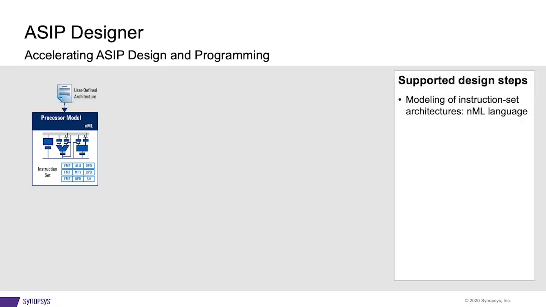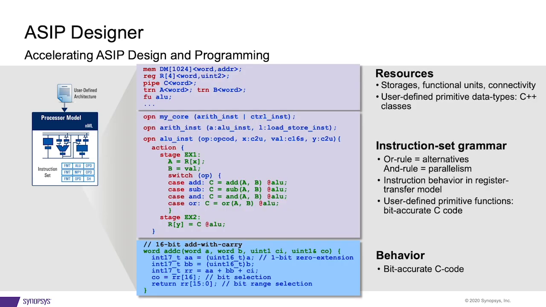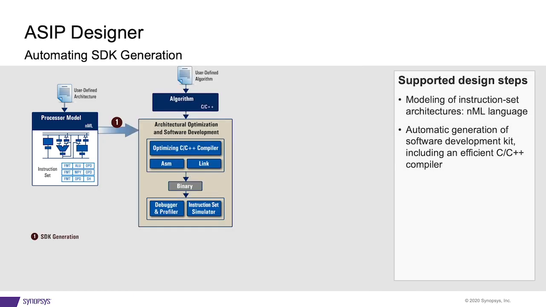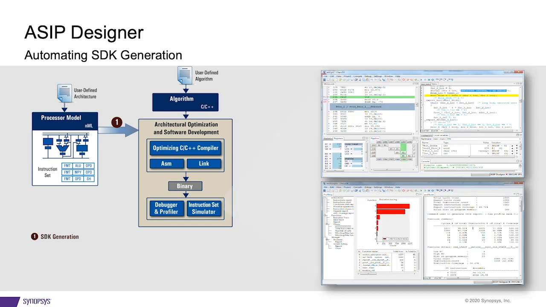So let me briefly explain the tool flow. It all starts with describing the processor in NML, a register transfer language tuned for the specification of processors. It allows to define the resources, the instruction set, and the behavior of your data paths and interfaces. From this processor description, ASIP Designer will automatically generate a fully featured software development kit, including a C++ compiler, as well as an instruction set simulator. And it comes with a graphical development environment that allows for efficient debug and profiling.